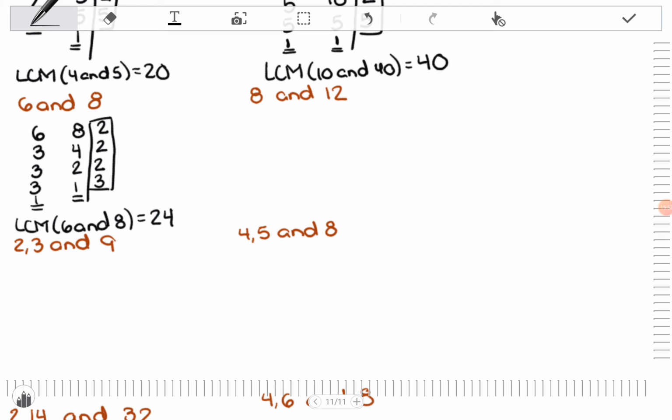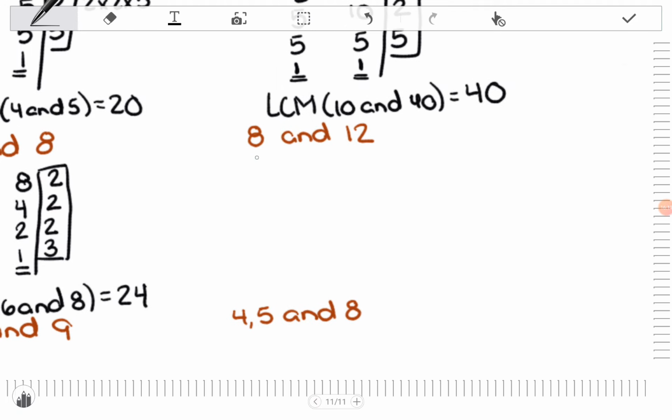I already said you can do the list, but it's only going to work if the numbers are small, like the ones that I'm showing you. But if we do it with big numbers, you're going to take forever and you're never going to be able to find the least common multiple. So try to learn this method. If you don't understand yet, don't worry, we have 3 more exercises to practice, okay?